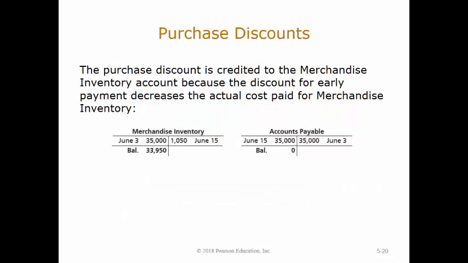Notice that the balance in the merchandise inventory account, $33,950, is exactly what was paid for the merchandise inventory on June 15, 2019. Also notice that the accounts payable account shows that the invoice was paid in full with no remaining balance.